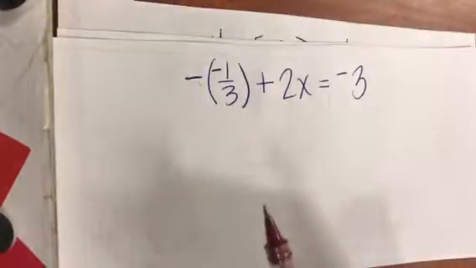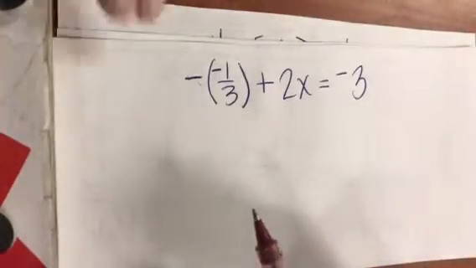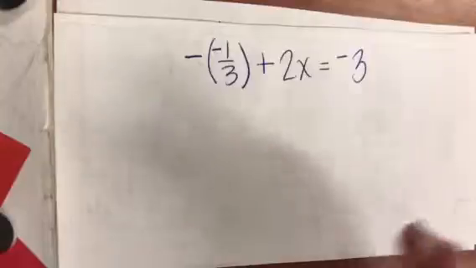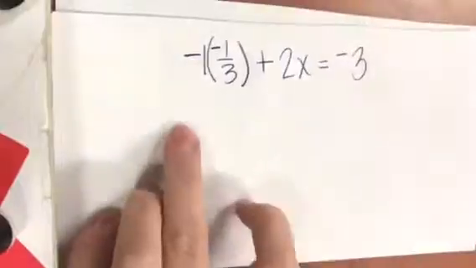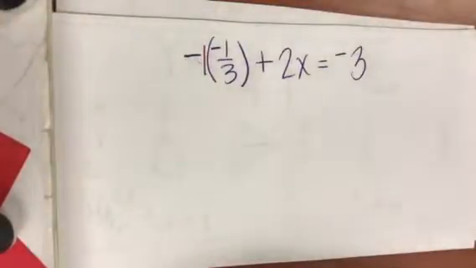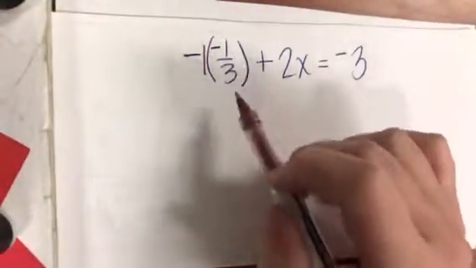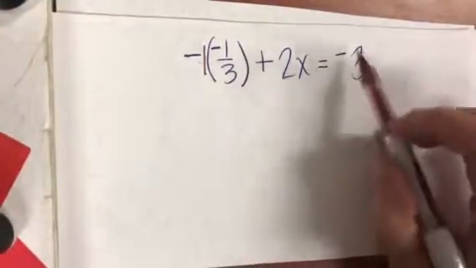Whoa! Hold on. You know what's happening? There's an imaginary number in there. It's not imaginary. It's just invisible, because it exists, but we don't need to put it in. There's one negative. So that's a -1 times a -1/3 plus 2x equals -3.